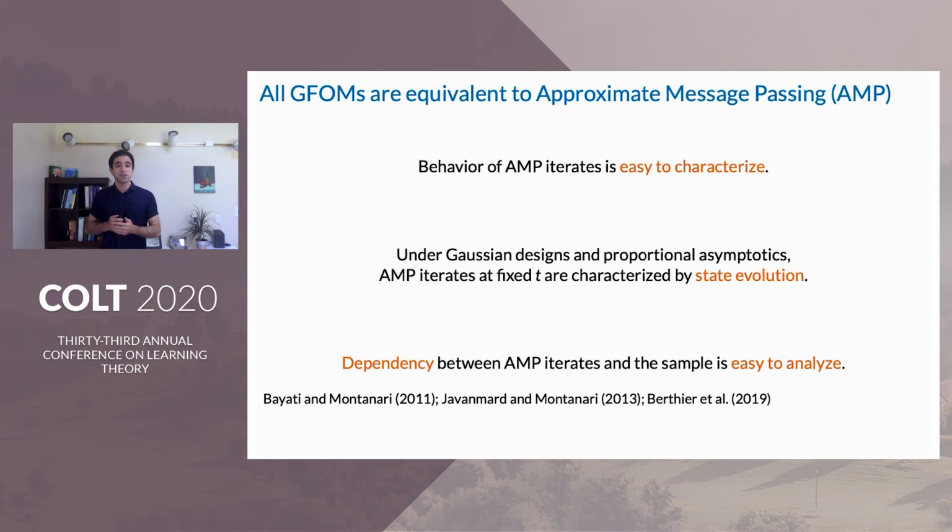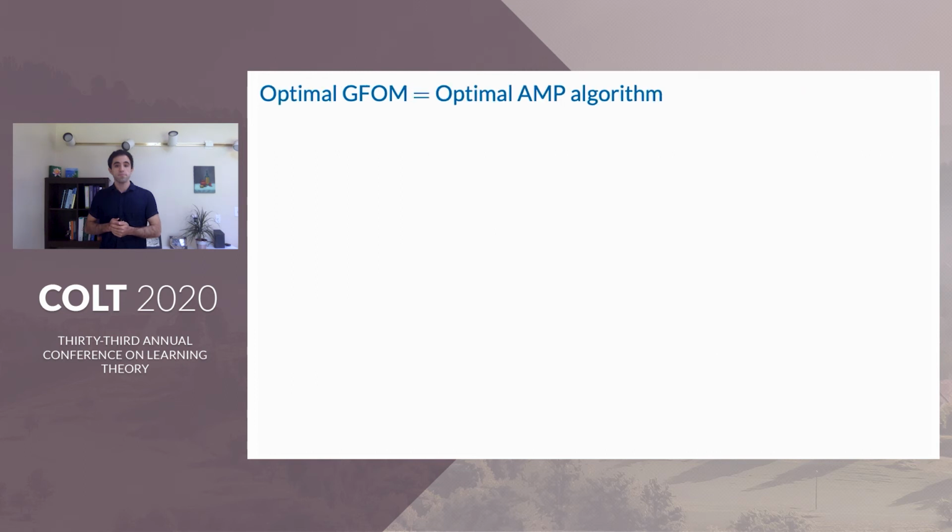Recall that one of the challenges in analyzing gradient descent and related algorithms is that the trajectories depend upon the data in a very complicated way. By reducing such algorithms to AMP algorithms, we handle such dependencies very gracefully. Because all general first-order methods are equivalent to AMP algorithms after a change of variables, finding the optimal general first-order method is equivalent to finding the optimal AMP algorithm. The final step in our analysis is to identify the optimal AMP algorithm. We rigorously show that the optimal AMP algorithm is something called Bayes AMP.